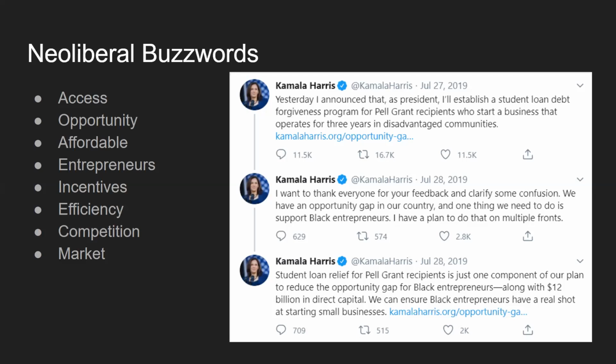Entrepreneurship, anytime people are talking about that, they're talking about neoliberalism. They're talking about incentives. You want to incentivize people for doing things. All of that is neoliberal bullshit. Efficiency, competition, market. These are all words that, if you hear them, there should be a little thing in the back of your head that says, oh, okay, I know what these people are talking about, right?